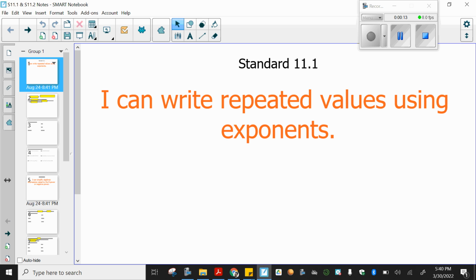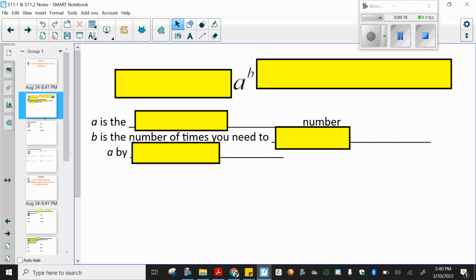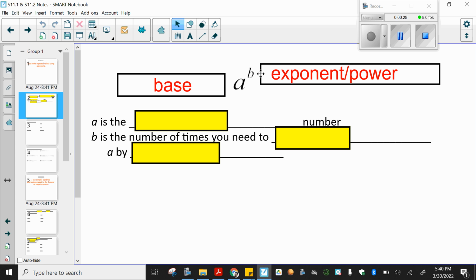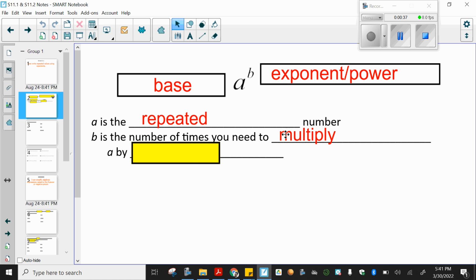So 11.1, I can write repeated values using exponents. Let's take a look. Click in a to the b power, this right here. A we call the base, and the b part we call the exponent or power, right? A is the repeated number, and b is the number of times you need to multiply a by itself. So the big number, the base, is the number that's repeated. The exponent or power is the number of times that you repeat it.